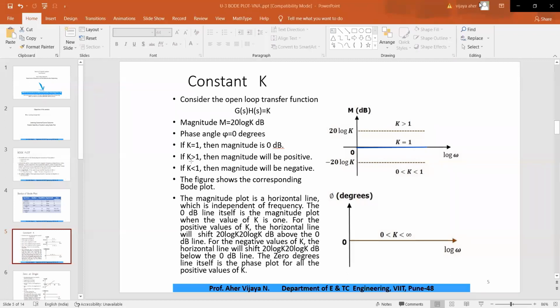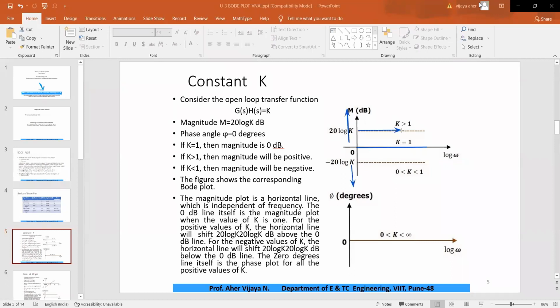K is greater than 1 असेल तर काय येणार आहे माझा? Magnitude will be positive. So positive is in this direction. या डायरेक्शनला पॉझिटिव्ह अँप्लिट्यूड आहे, राईट? या डायरेक्शनला निगेटिव्ह अँप्लिट्यूड आहे, राईट? So when the value of K is greater than 1, at that time you will get positive value of magnitude. So I am drawing this line.